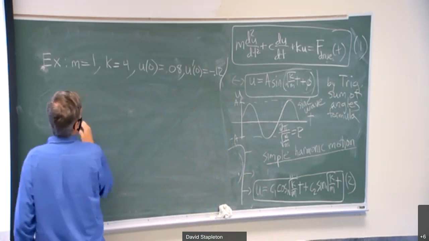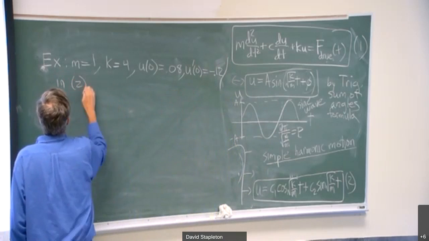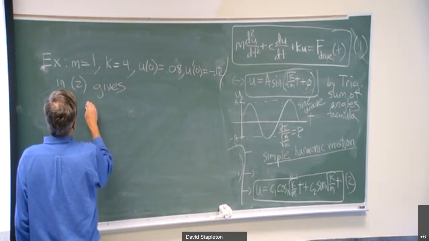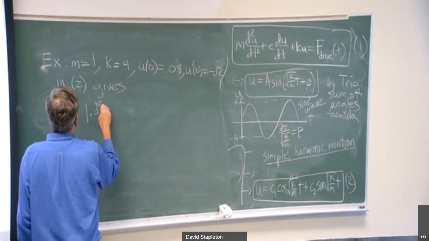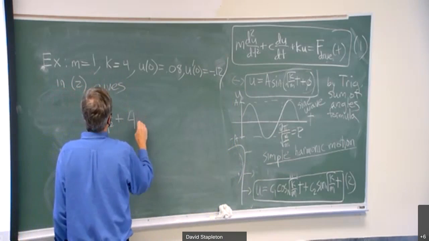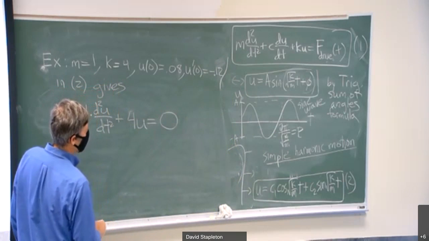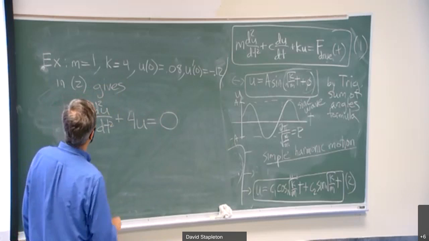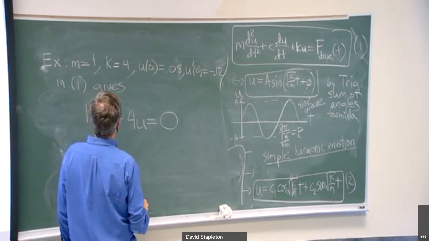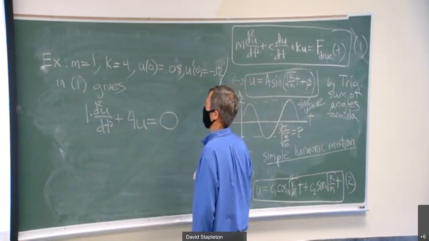And we put it into equation 1. This gives the solution for the mass on the spring. Well, let's see, we've got 1 times d squared u dt squared plus 4 times u equals nothing. That's equation 1, not 2, sorry. Since c and F drive are 0, that's what we get.